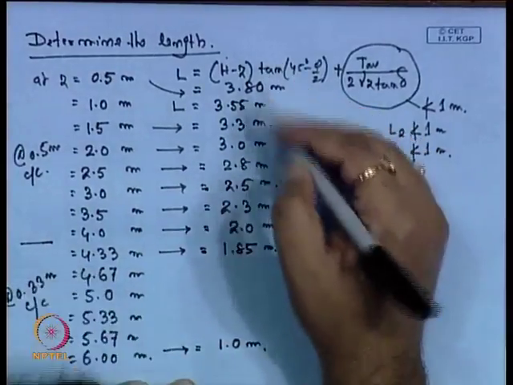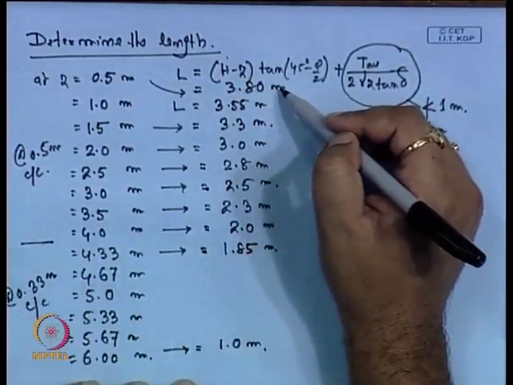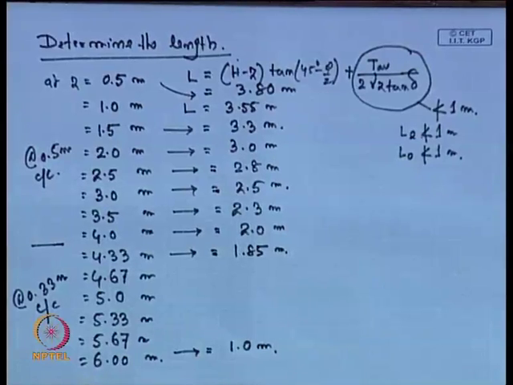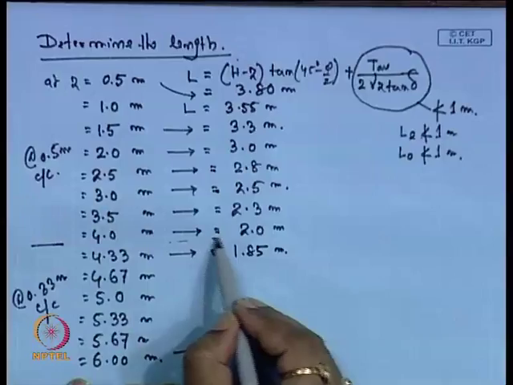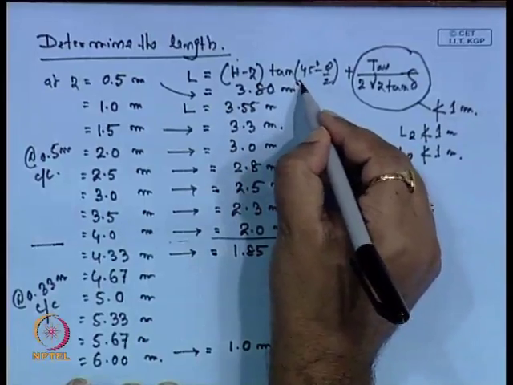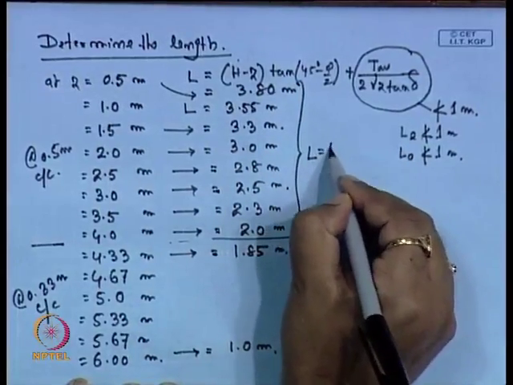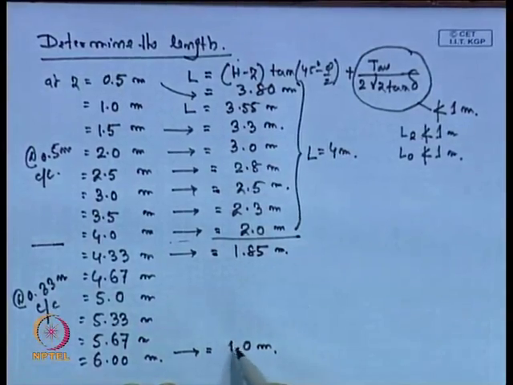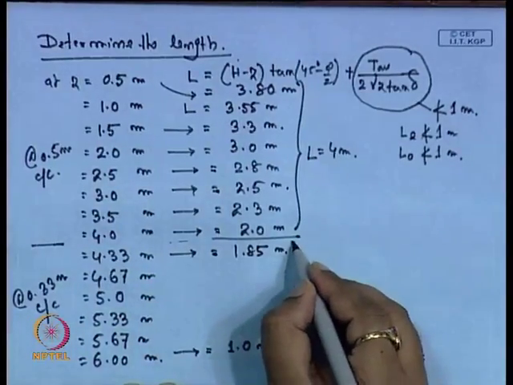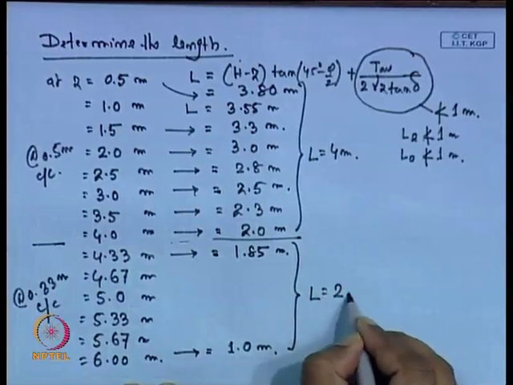So, now we have to decide which length to use, because the length is varying from 3.8 meter to 1 meter. So, it is not uniform. As during the spacing, you have taken the spacing at the rate of 0.5 meter from 0 to 4 meter and 0.33 meter from 4 to 6. Here also the maximum requirement up to 4 meter is 3.8. So, in place of 3.8, we have taken that up to 4 meter we will provide total length of 4 meter, and the maximum requirement is 1.85 for 4 to 6. So, that will provide from 4 to 6 a total length of 2 meter.